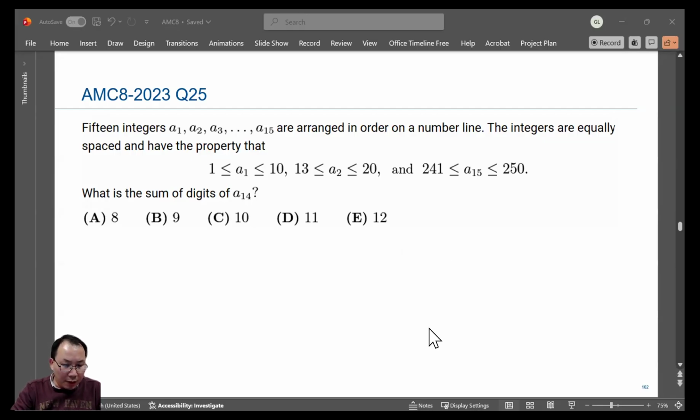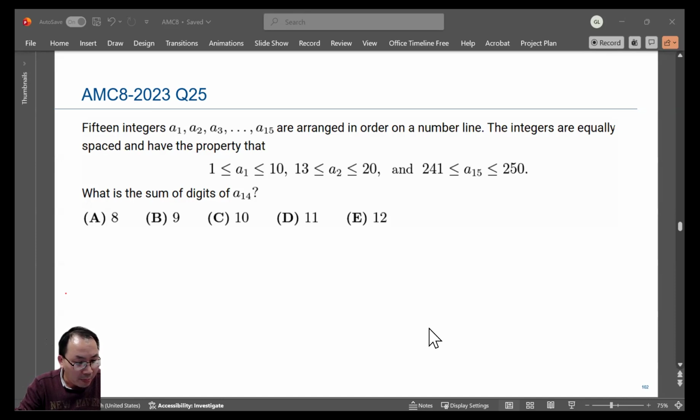Good evening, all. I was asked by one of the students earlier to repeat this question again, about AMC 2023 Q25. He said he didn't follow my previous explanation, so I'd like to go through this process one more time. All right, let's begin from here.